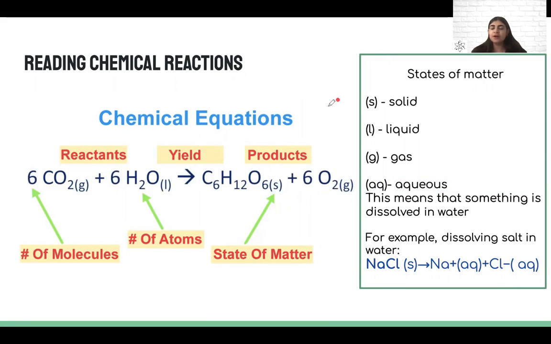Sometimes the states of matter aren't given, but they are important for some reactions because, for example, sometimes the product will be a gas, and so you can't really see that. If you were to combine carbon dioxide gas and liquid water, you would only be able to see the sugar as a product, but there is also the oxygen gas that you need to take into account for math calculations and such. So that's why states of matter are important.